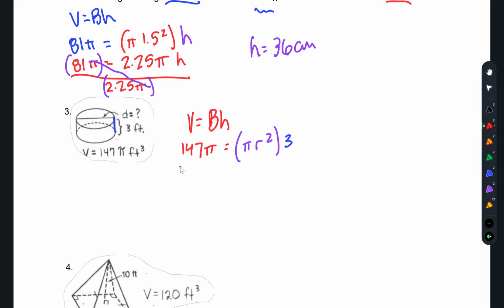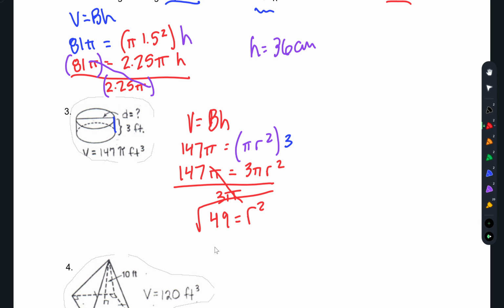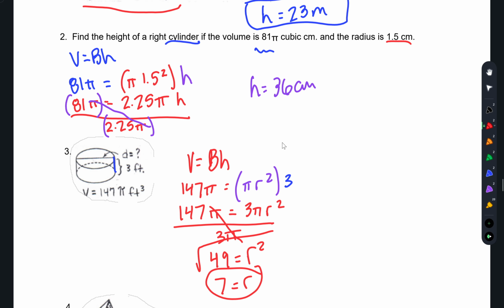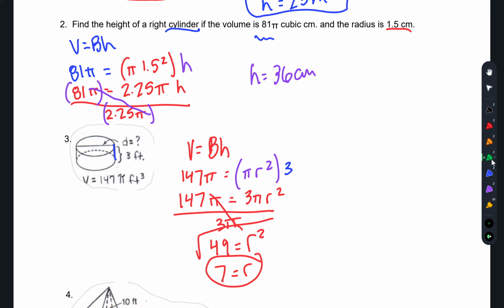So when we do a little bit of simplifying, 147 pi equals 3 pi r squared. We're going to divide everything by 3 pi. Again, try canceling out those pi's instead of putting them into your calculator. 147 divided by 3 is 49. And then r squared, to get that by itself, we should be square rooting both sides. This is 7 equals my radius. The question then asks me to find the diameter, so we have to do an extra little step here. The diameter is 2 times that radius, so the diameter here is 14 feet.